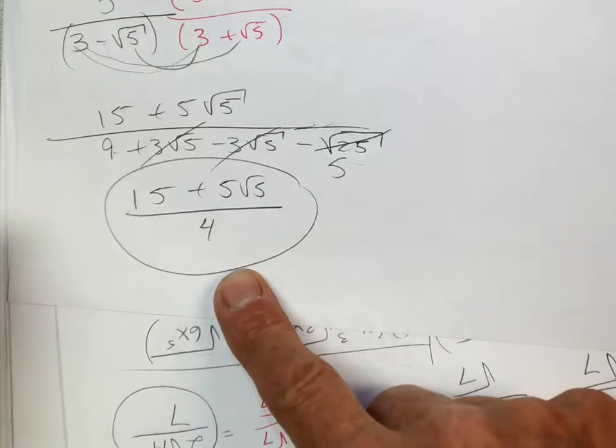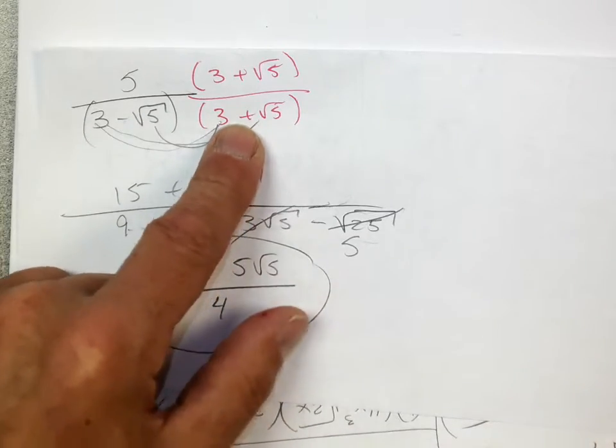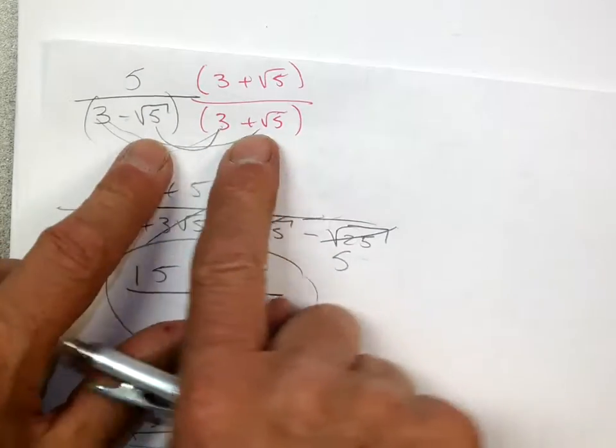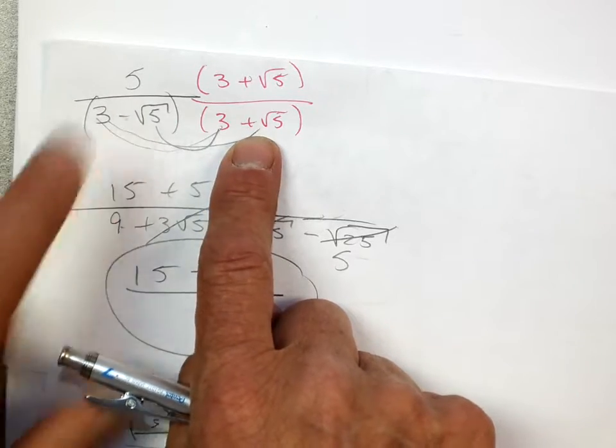No more square roots on the bottom. So we multiplied by a thing called the conjugate. I don't care if you remember the name, but if I use the name, you'll say, oh yeah, he's talking about the opposite of that, right? Am I doing okay? All right.